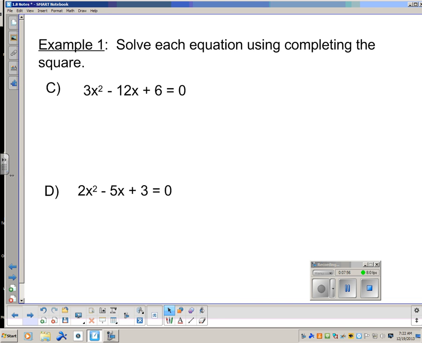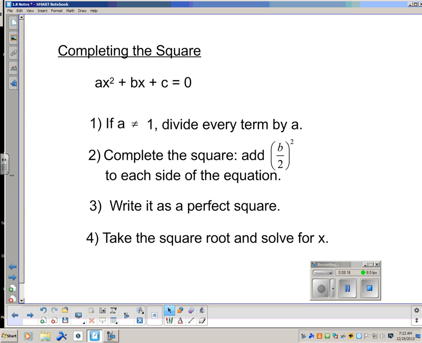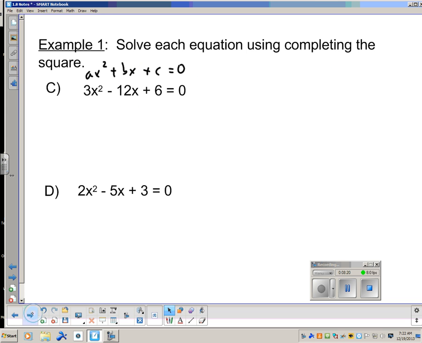So again, solving by completing the square. Notice this time I've got an a value of something other than 1, so I've got to get rid of that a term first. Remember, it goes ax squared plus bx plus c equals 0. According to our first step, if a is not equal to 1, divide every term by a. My a term is 3, so I'm going to divide every single term by a.